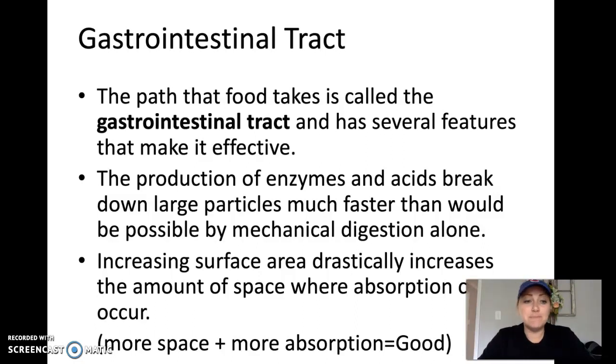And then with surface area, if there's more surface area on the food, then we have more space to attack it with chemicals and enzymes. And if there's more space, we have more absorption, and that's a good thing.